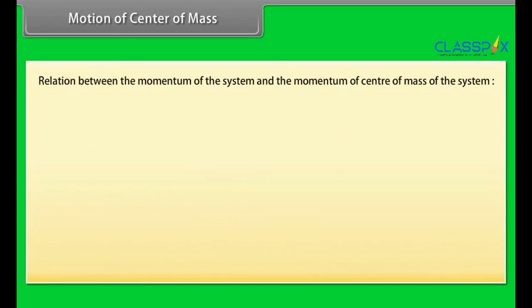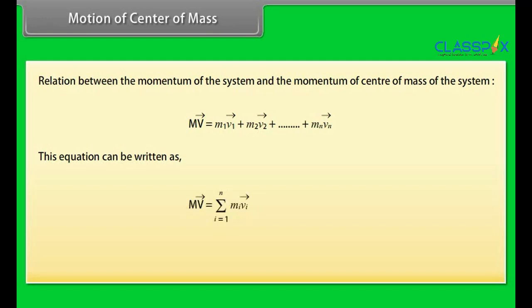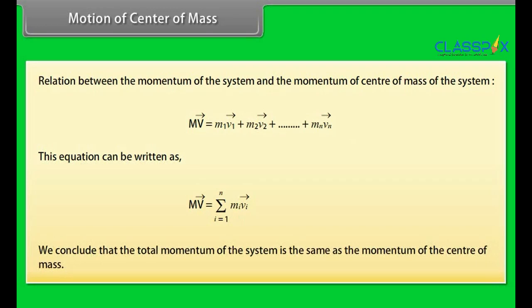Relation between the momentum of the system and the momentum of the center of mass of the system. m v vector = m1 v1 vector + m2 v2 vector + ... + mn vn vector. This equation can be written as m v vector = summation from i = 1 to n of the product of mi and vi vector. We conclude that the total momentum of the system is the same as the momentum of the center of mass.